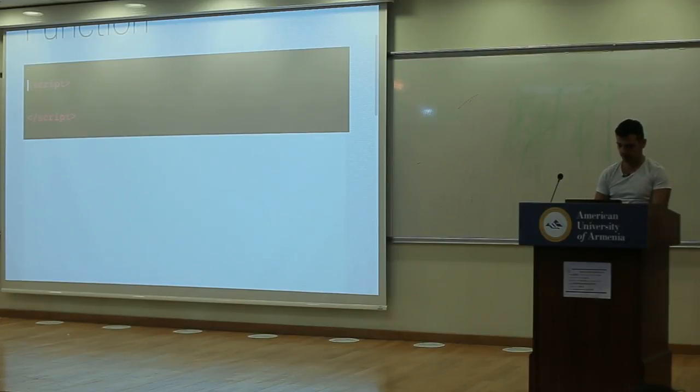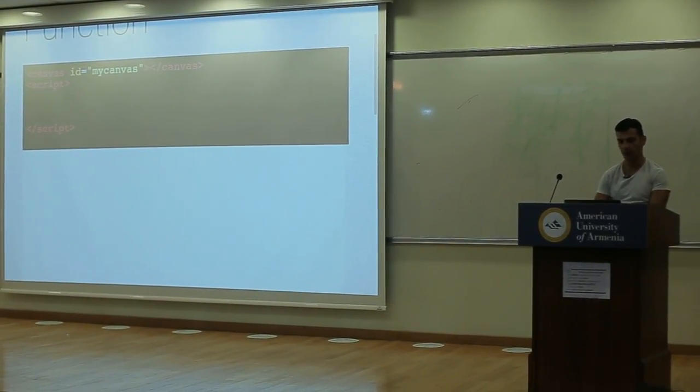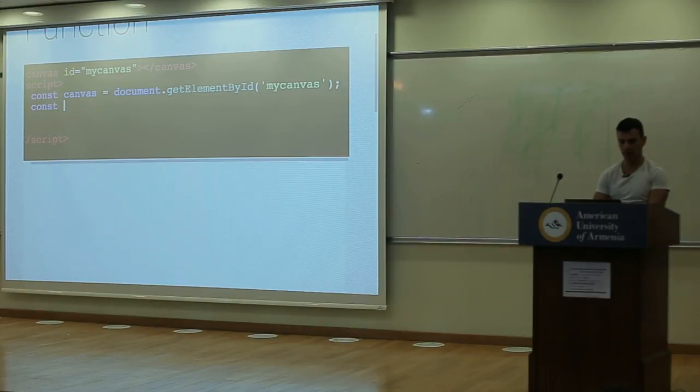So let's do something fun. Let's create a canvas. I forgot, how do I do that? Canvas. I can create an ID, and I could give it a size. Let me give it a size in code. Const canvas is document.getElementById my canvas. And then const context is canvas.getContext2D.